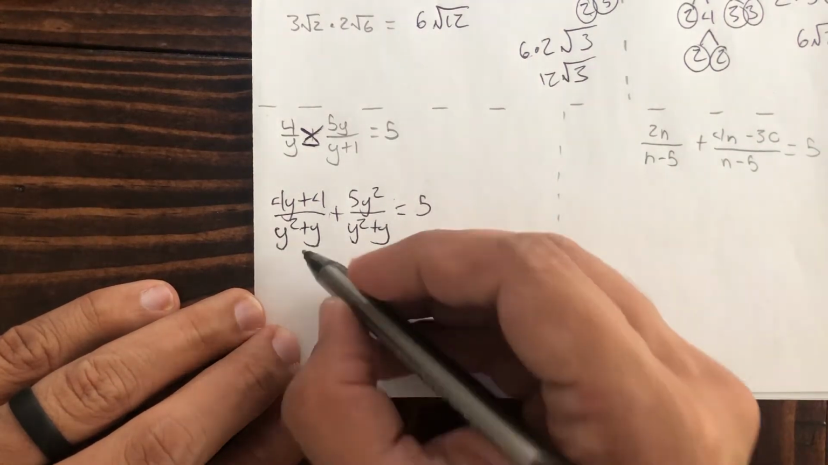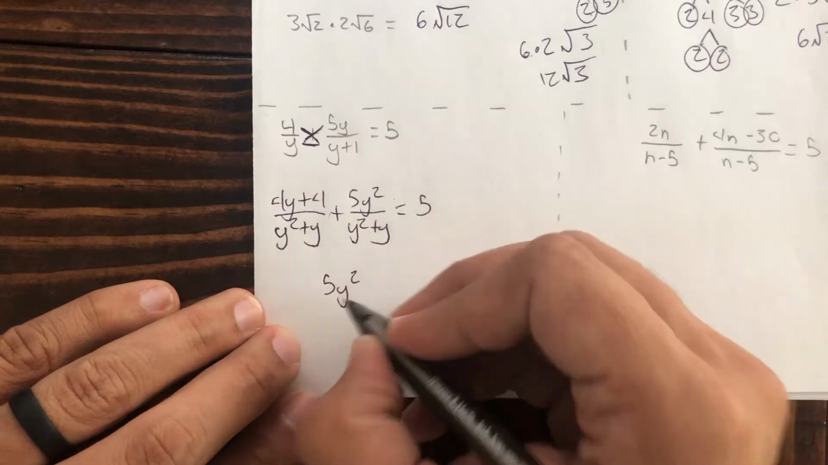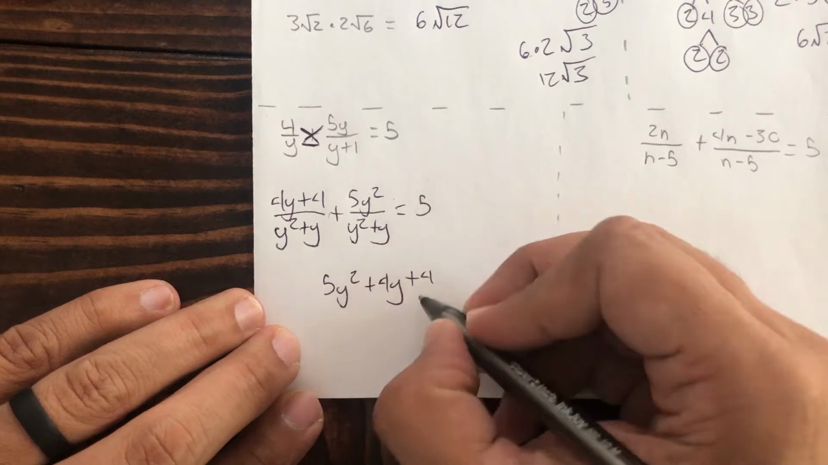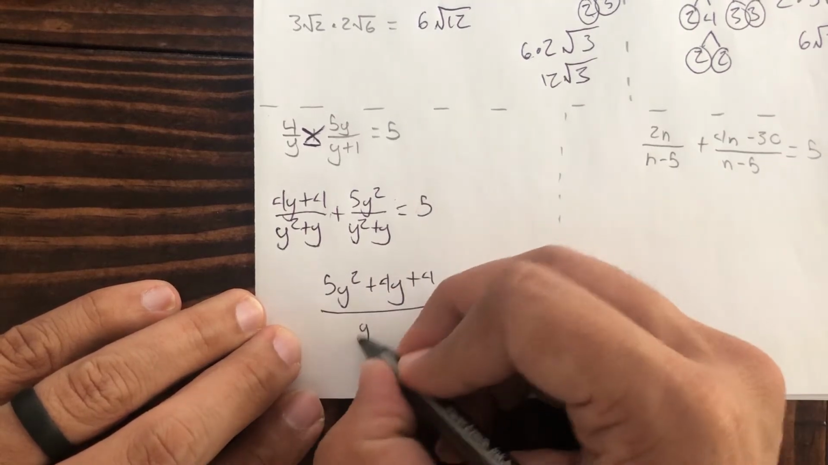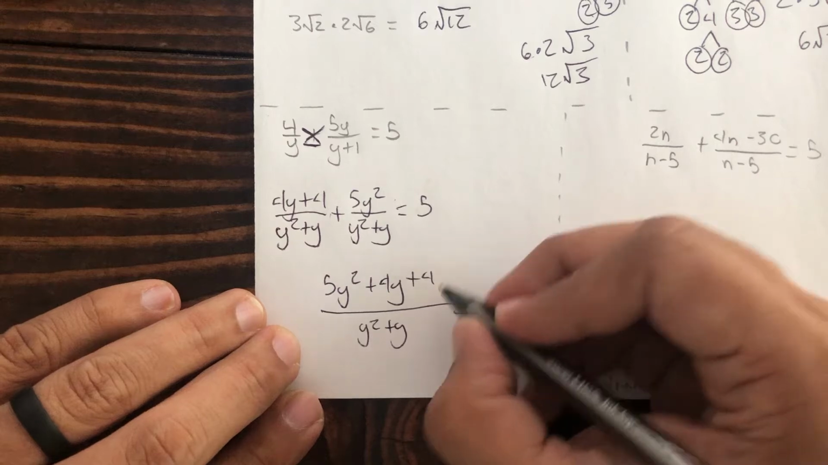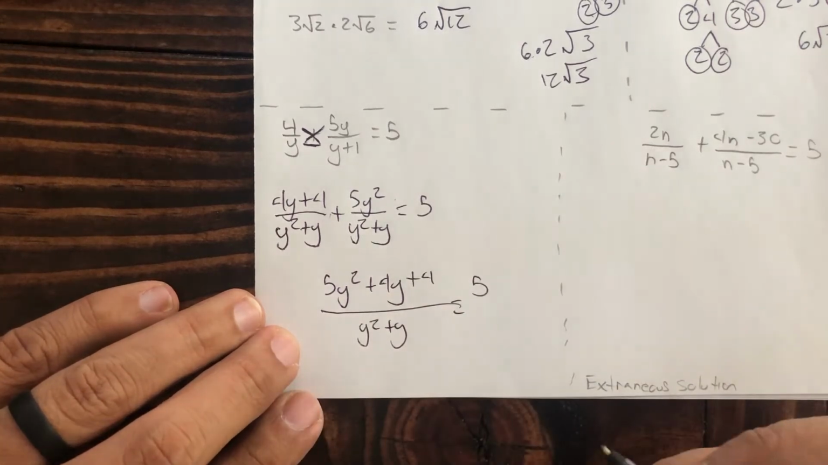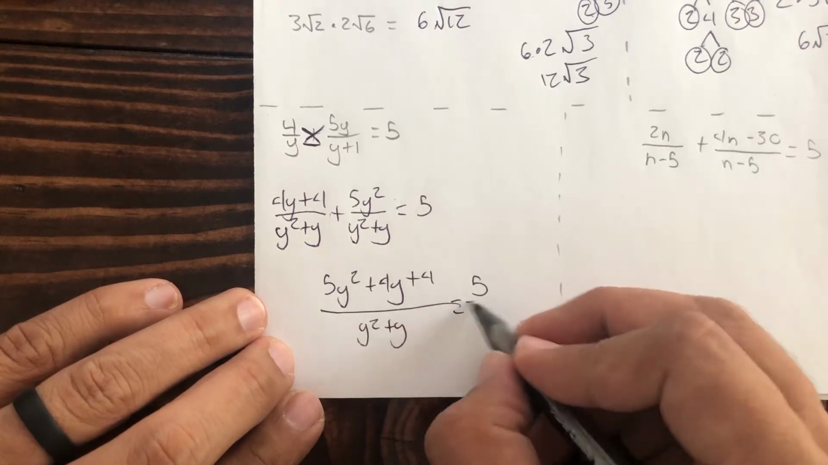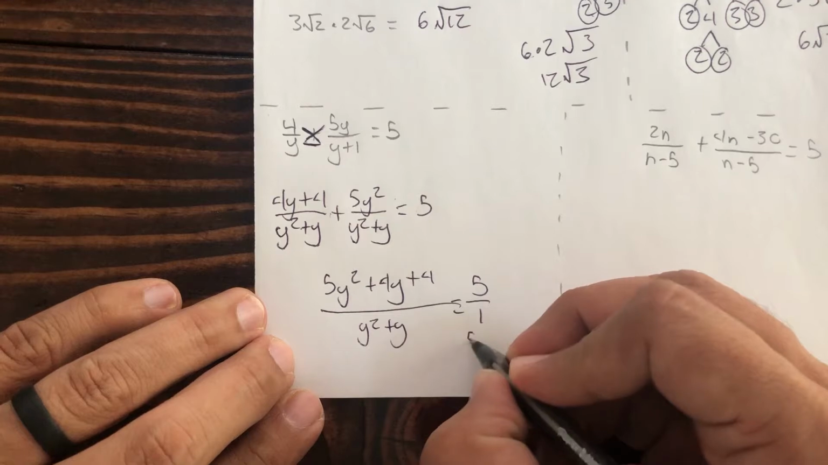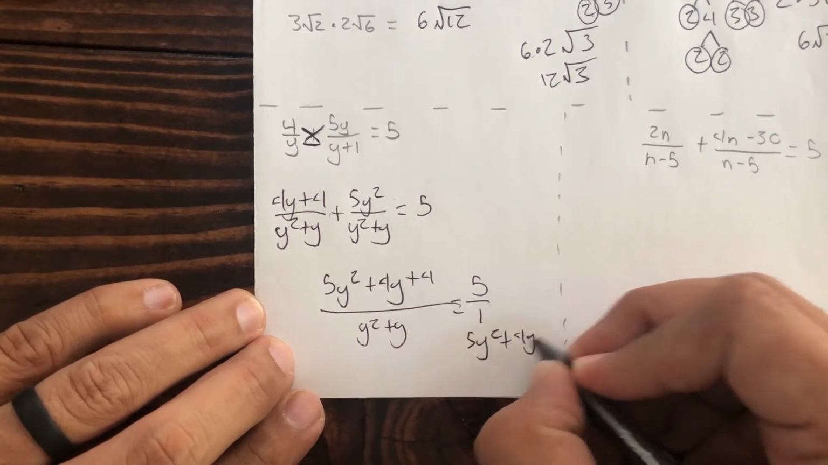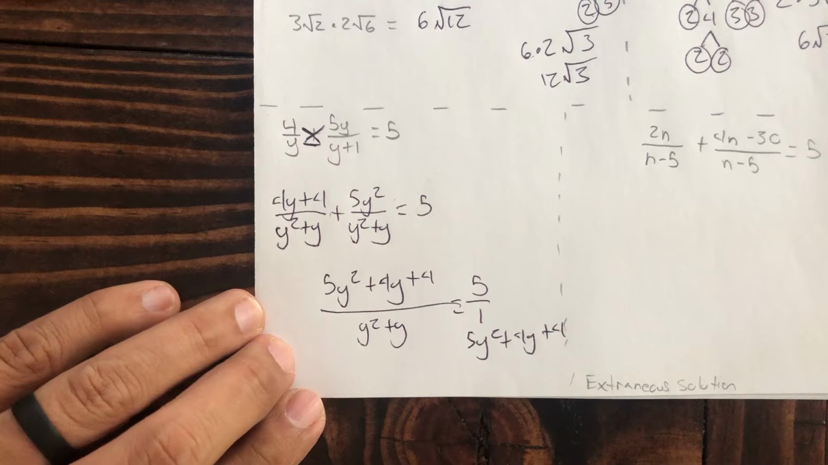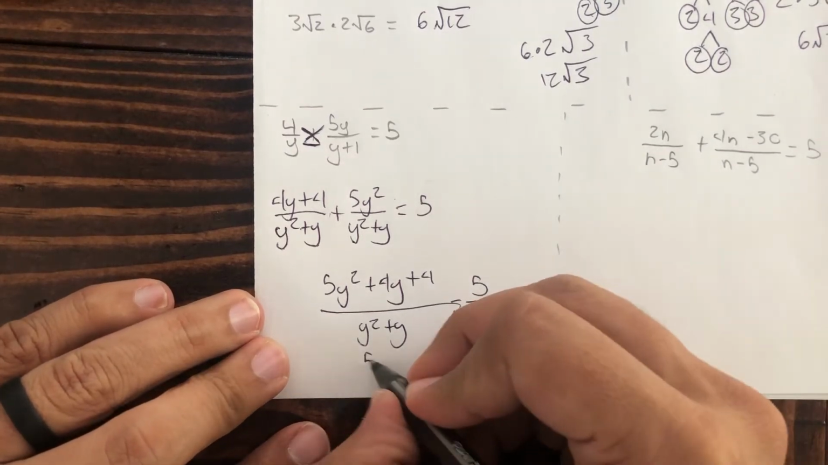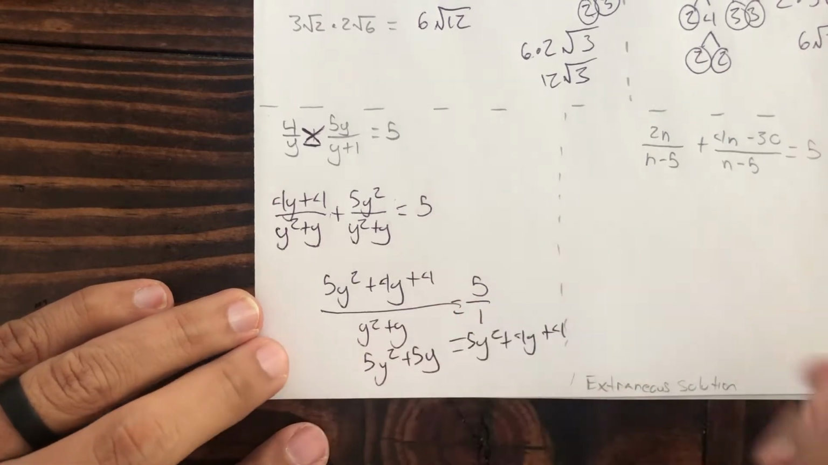Now we're going to combine like terms, and we're going to be left with 5y squared plus 4y plus 4 divided by y squared plus y equals 5. Right? Now, how do we solve things like this? We cross multiply, so we're going to be left with 5y squared plus 4y plus 4 equal to 5y squared plus 5y.